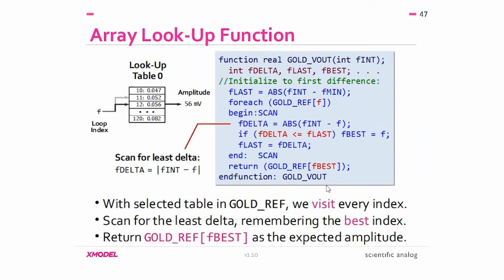Now we're ready to scan the lookup table. We wrote a function called goldVout. Given the key, the integer frequency, this finds the closest match and outputs the expected real voltage, in this case 56 millivolts. So it scans the entire table using a foreach loop and looks for the smallest delta and returns the closest match.